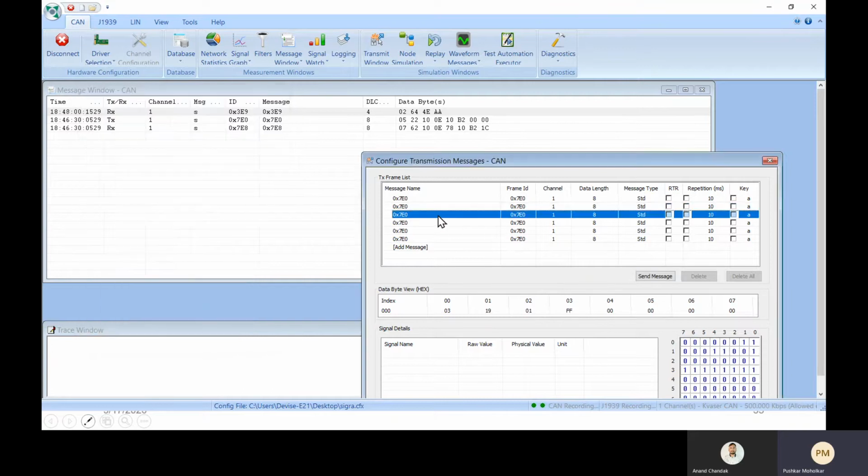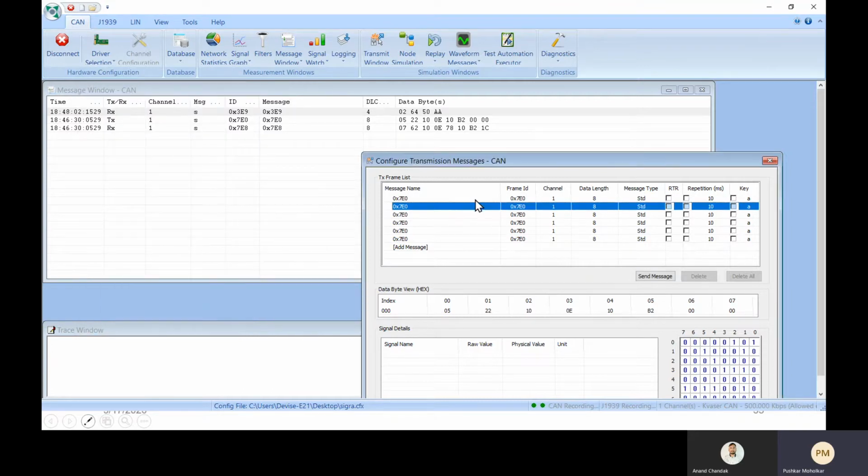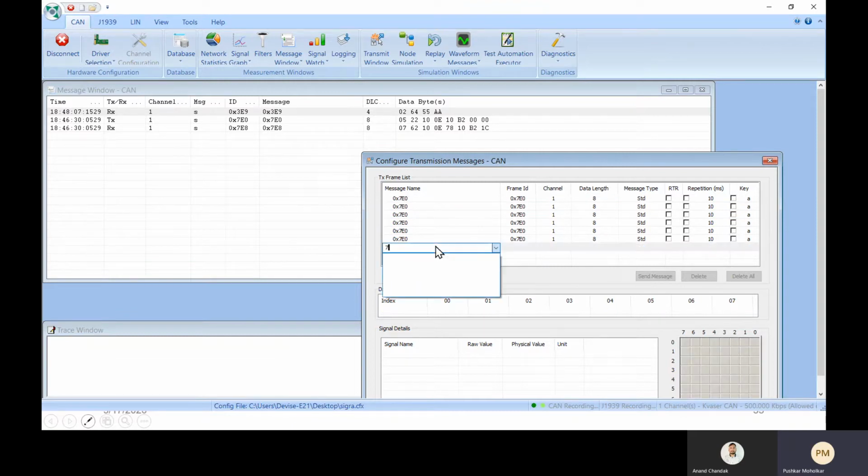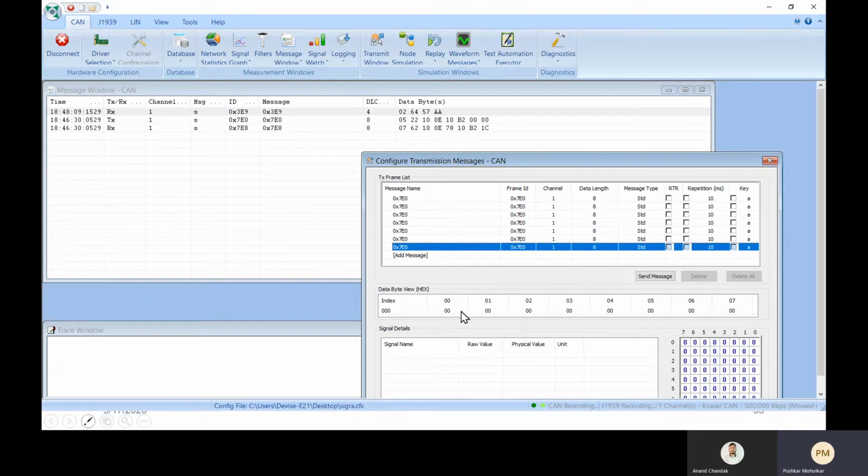So we have seen the positive responses for the read data by identifier service. So let's create a new request and send an invalid request, or an invalid data identifier. We will be sending 3 data bytes. 22 is the service identifier. Then let's put a random value like 10B1 and send a query for it.